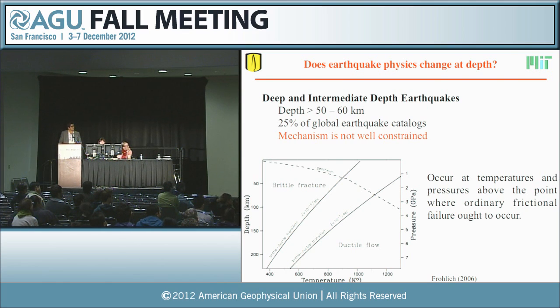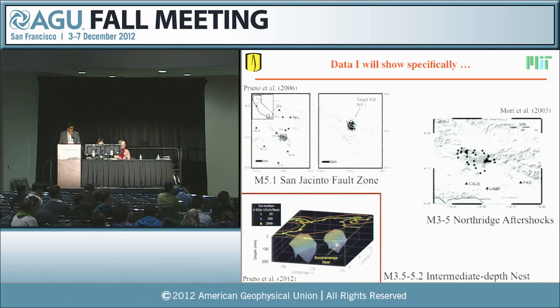And when we start answering this question, we can look at this figure of temperature against depth. And what we see is that at depths below 50 kilometers or so, you wouldn't expect brittle failure to occur, but rather other kinds of displacements, ductile displacement, ductile flow, instead of fracture. So the mechanism of intermediate depth earthquakes and deep earthquakes is not yet well constrained, but still they represent a significant amount of our earthquake catalogs.